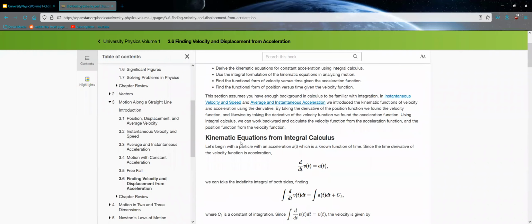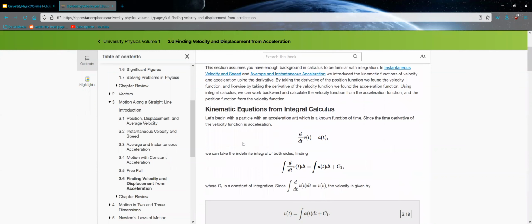Cool. Kinematic equations from integral calculus. Again, I want to stress, if what you're looking at on the screen right now makes no sense to you, if you don't know what that little fancy looking line is next to the d divided by dt, you need to talk to someone to catch you up on your calculus. I'm not going over the basics of the math because I'm assuming you don't need me to go over the basics extensively. Otherwise, you wouldn't be in the calculus-based physics class.